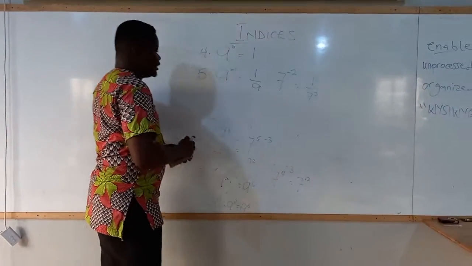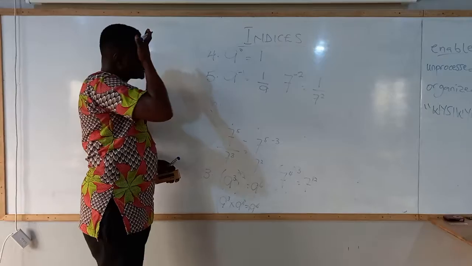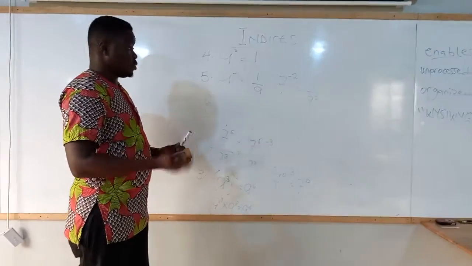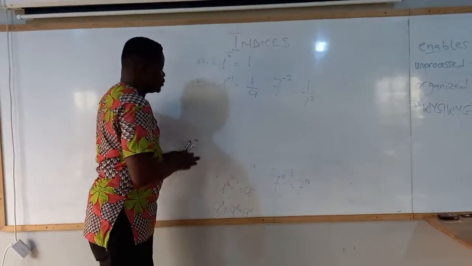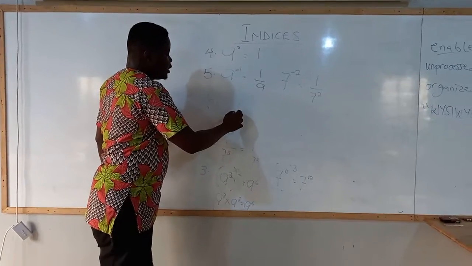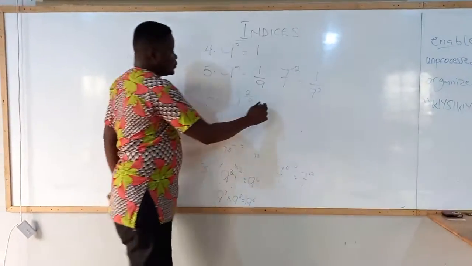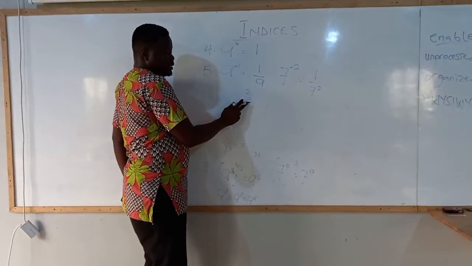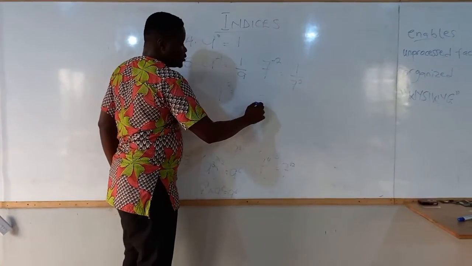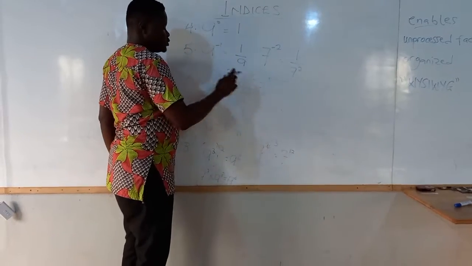And we have the sixth law, which is the fractional law. The fractional law. So a raised to the power 2 over 3, the denominator comes out as the root.